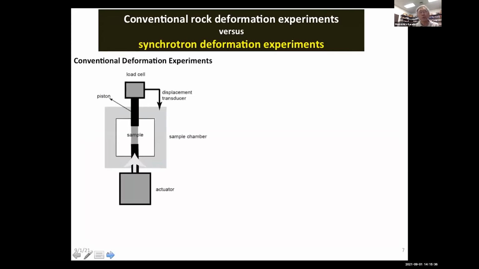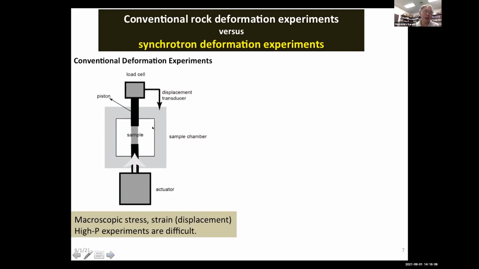So in this slide, I'm going to show contrasting aspects of the classic conventional deformation experiments and synchrotron deformation experiments. In the conventional deformation experiments, you have your sample under certain conditions and apply the force from outside, and then measure the force by load cell. This is applied stress, and then measure the displacement, and then you can define how your sample deforms against macroscopic stress, and then you can measure the macroscopic strain rate.